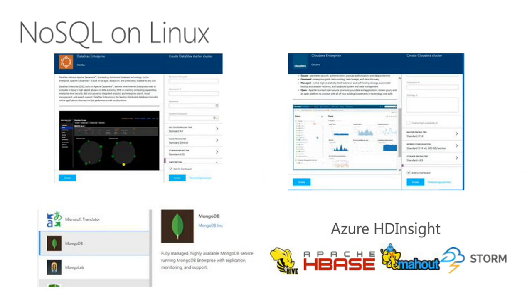And just to finish, the data platform equivalent, we also have the NoSQL solutions available. I talked about the data stacks and Cloudera. But if you want a platform as a service solution, we also support Azure HDInsight now on Linux with support for some of the most popular open source packages, right? HBase, Mahout, Storm, and Hive.